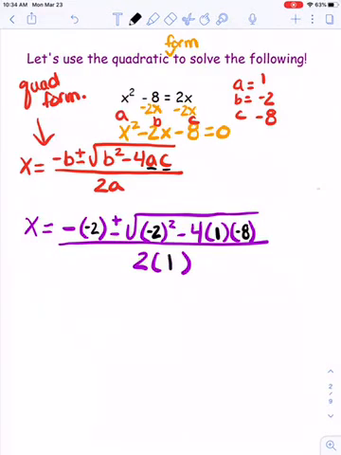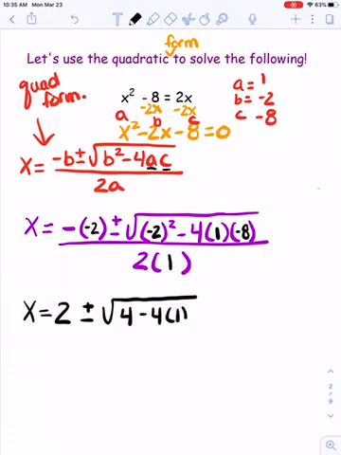So before I just go crazy and plug this into my calculator, I would do some simplifying first. So I can just do a little simplifying along the way. The negative 2, well, that's a positive 2, plus or minus. My square root kind of acts as like the parentheses in PEMDAS. I want to simplify what's under my radical first. So negative 2 squared, I got to do exponents first, and there's a positive 4 minus 4 times 1 times negative 8 all over 2 times 1, or just 2.